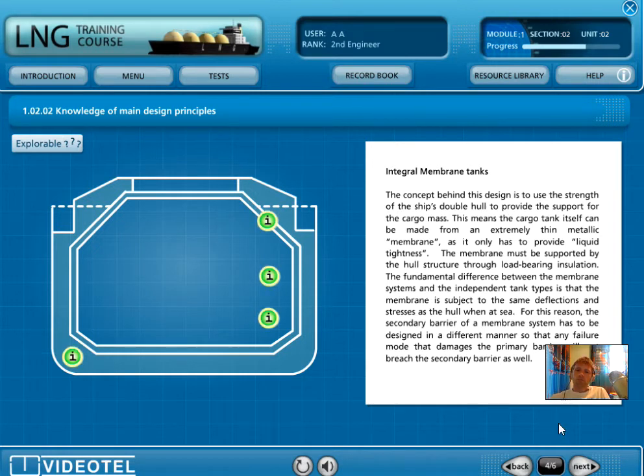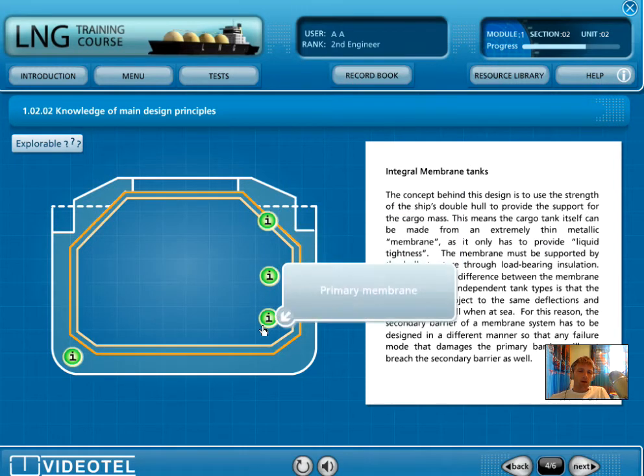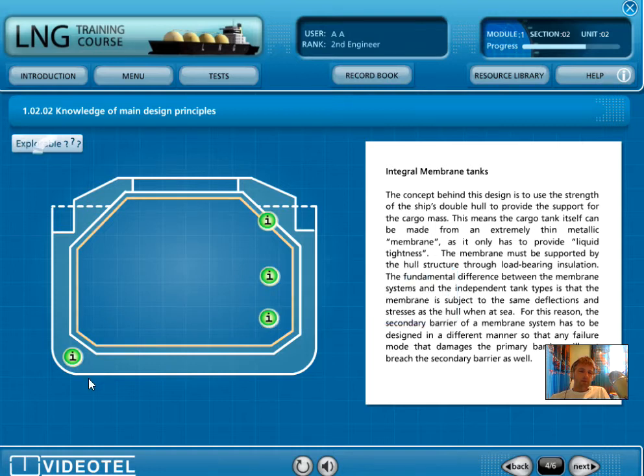The fundamental difference between the membrane systems and the independent tank types is that the membrane is subject to the same deflections and stresses as the hull when at sea. For this reason, the secondary barrier of a membrane system has to be designed in a different manner, so that any failure mode that damages the primary barrier will not breach the secondary barrier as well. So let's see how it is made. Isolation and secondary barrier, inner hull, primary membrane, and water ballast here.